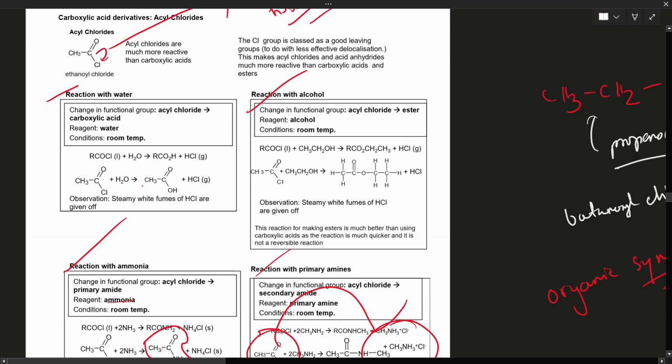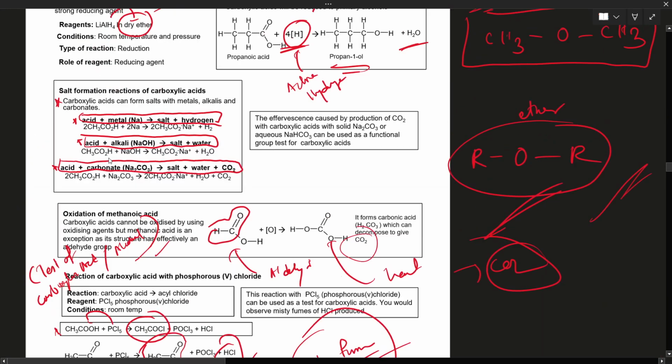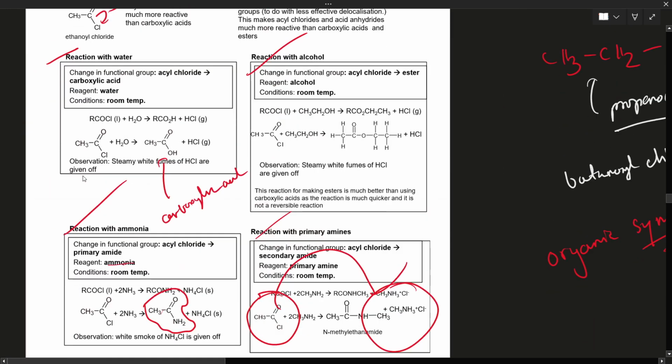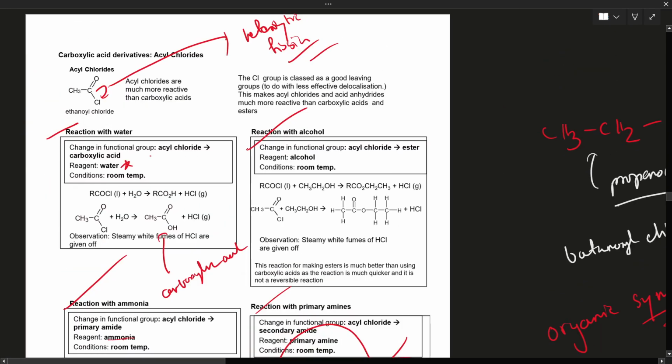So with water we get the production of a carboxylic acid. Remember one thing, if you want to produce carboxylic acid back from an acyl chloride, how did we produce acyl chloride? We produced it via this process, right? But if you want to get this ethanoic acid back, the only way you can do it is by reacting it with water. If you react it with water, you will get the same ethanoic acid back. In that case, again, steamy white fumes of HCl are given off.